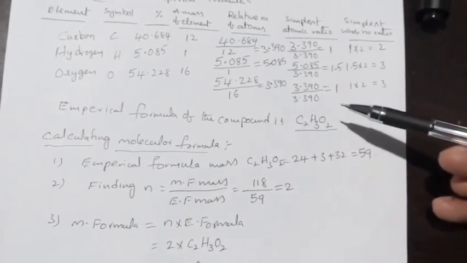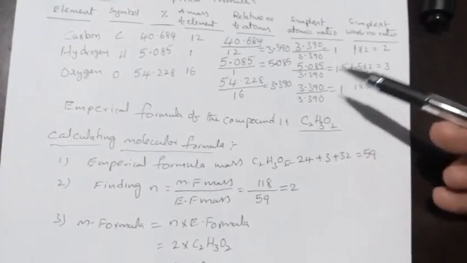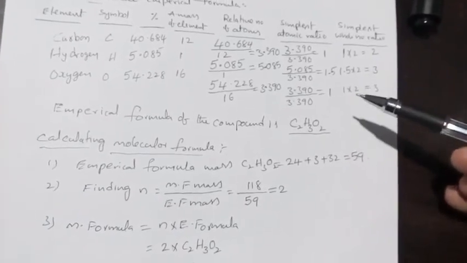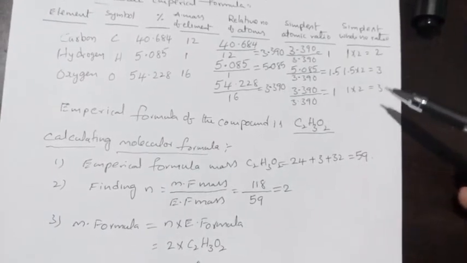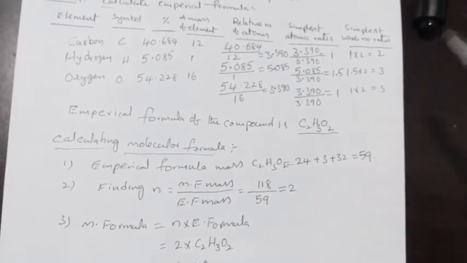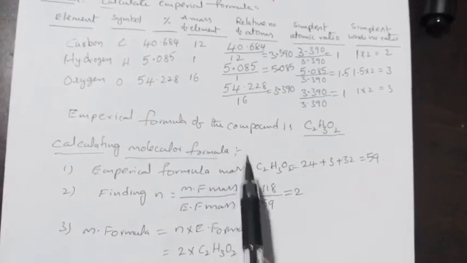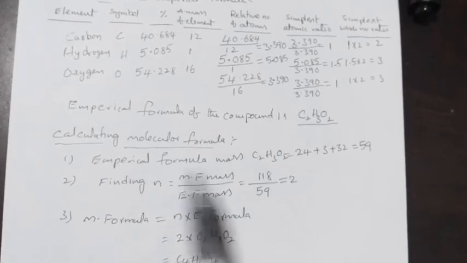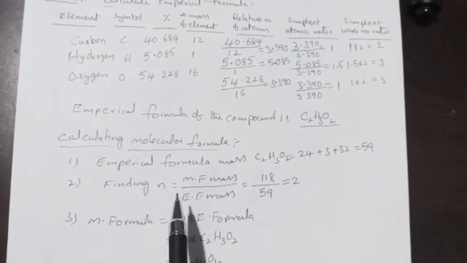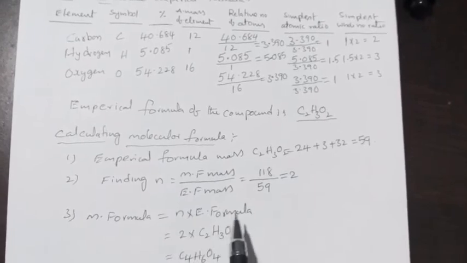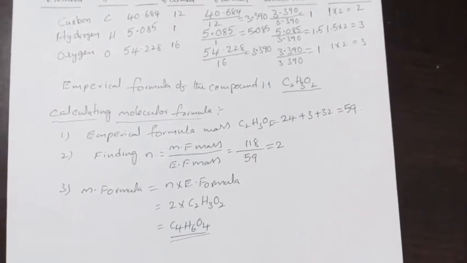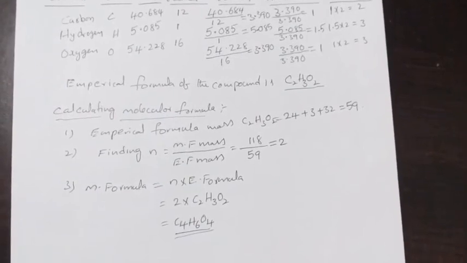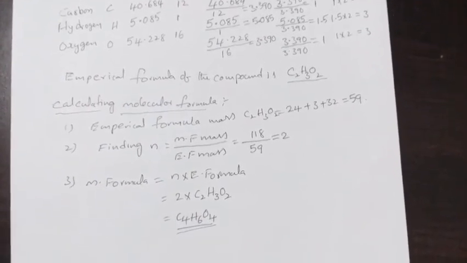After getting the simplest atomic ratio, if it is all integers, that simplest atomic ratio itself is the simplest whole number ratio. If the simplest atomic ratio is a fraction, we have to multiply with a suitable integer to get the simplest whole number ratio. After getting the simplest whole number ratio, we get the empirical formula. After finding the empirical formula, we can calculate the empirical formula mass and find n, and n into the empirical formula gives the molecular formula. Hope all of you understand how to calculate the empirical formula and molecular formula if the percentage composition of the elements and molecular mass of the compound are given.